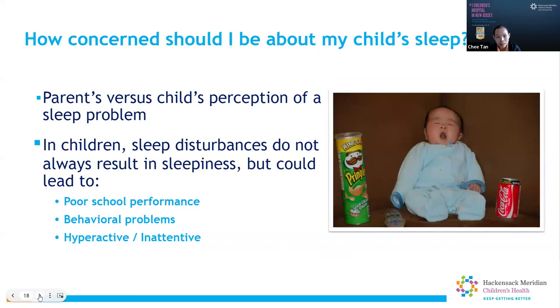Next slide, please. And personally speaking, I can attest to cutting down on caffeine intake as I've gotten older, since caffeine metabolism does get less efficient as you get older.